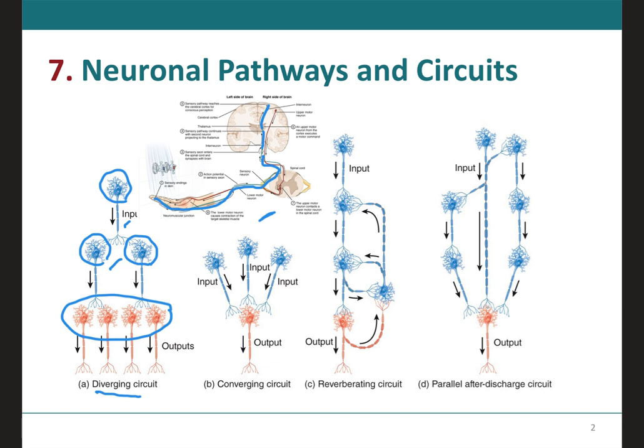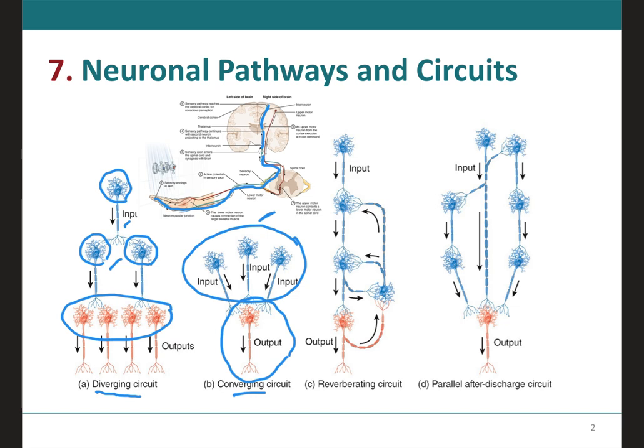In another arrangement, which is called a convergence, we find the opposite of what's happening in the divergence, where several presynaptic neurons will synapse with a single postsynaptic neuron. This arrangement permits a more effective stimulation or inhibition of a postsynaptic neuron, because you have a lot of information going to that neuron to either excite or inhibit it.